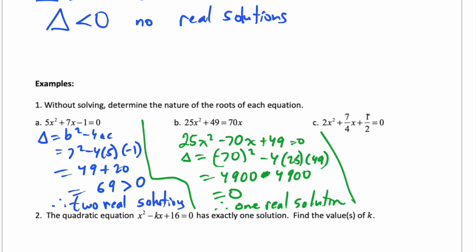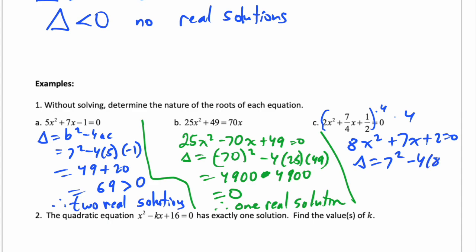Now, the easiest thing to do with this one is to multiply both sides of the equation by 4 first, and then we've got 8x squared plus 7x plus 2 equals 0. So the discriminant is 7 squared minus 4ac, and this is 64. Don't even need to actually work that out. You know this is less than 0, so no real solutions.